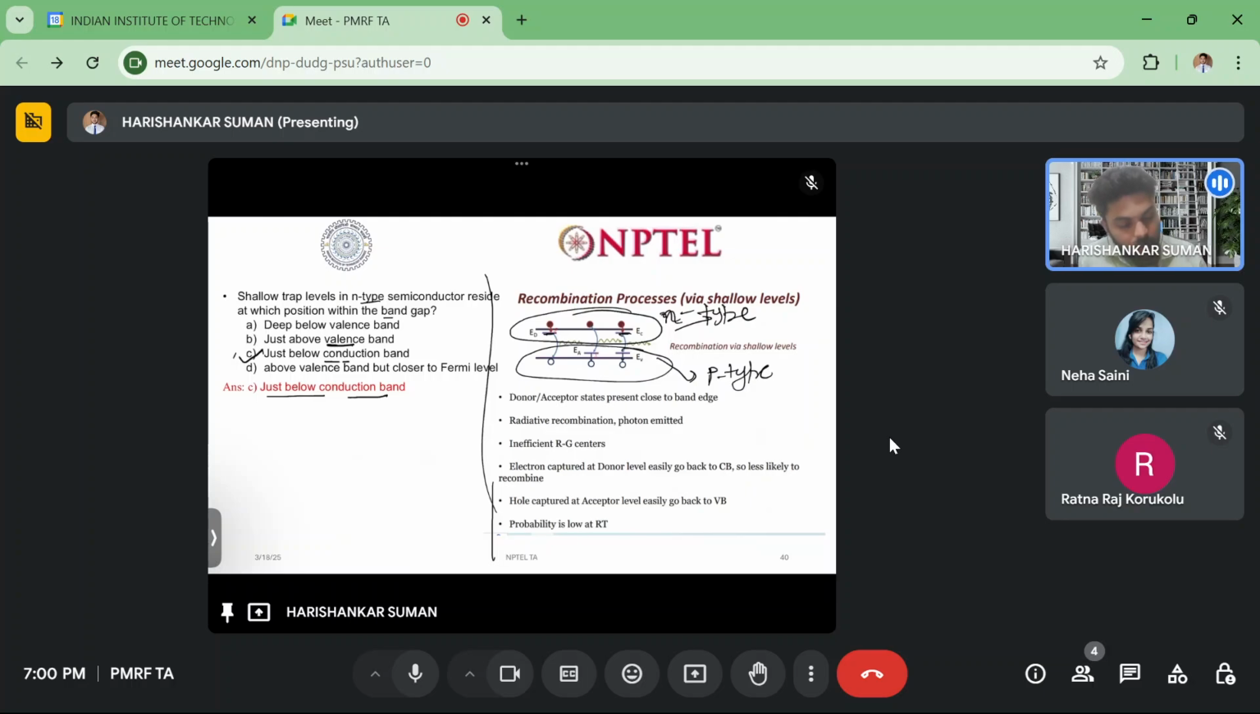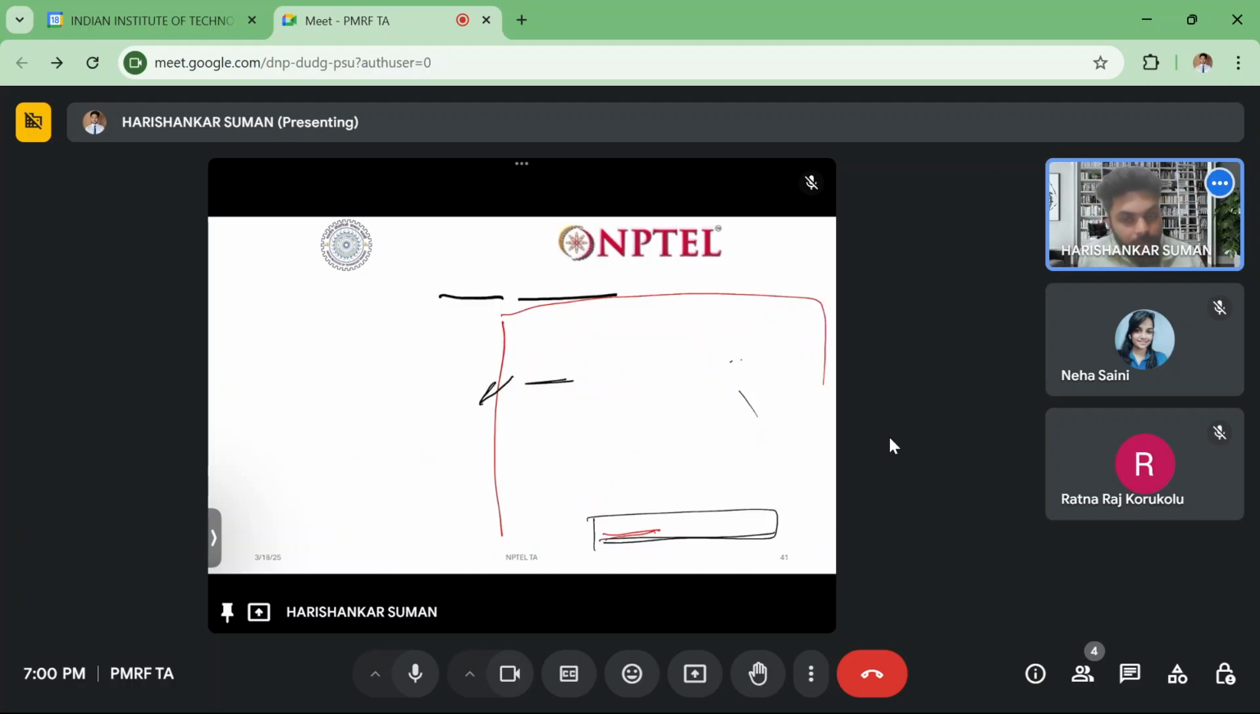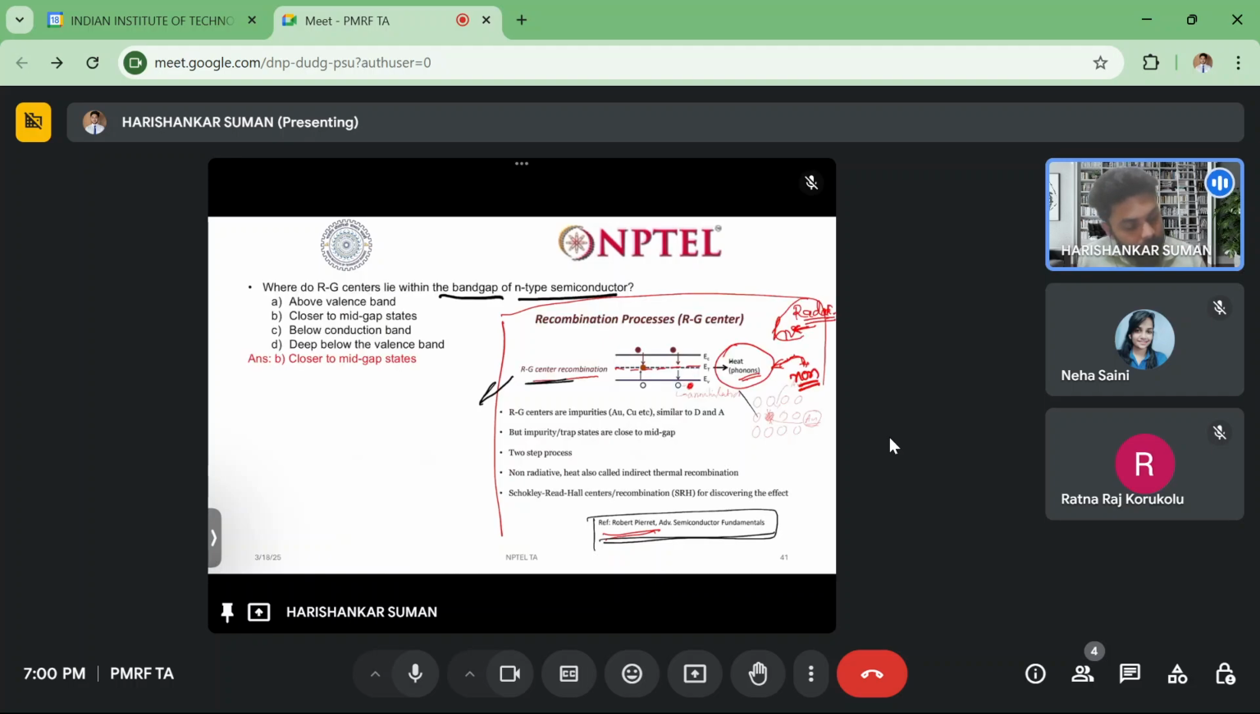Question: the shallow trap in an n-type semiconductor resides at which position? We have already discussed, I think, near the conduction band. Question: the RG center is in the middle between the conduction and valence band, closer to the mid gap.